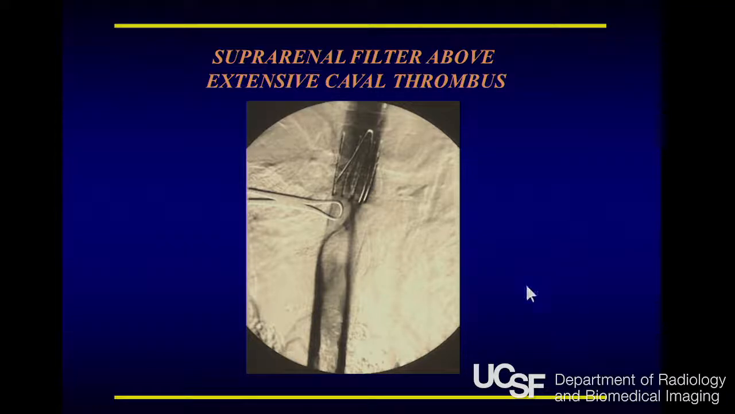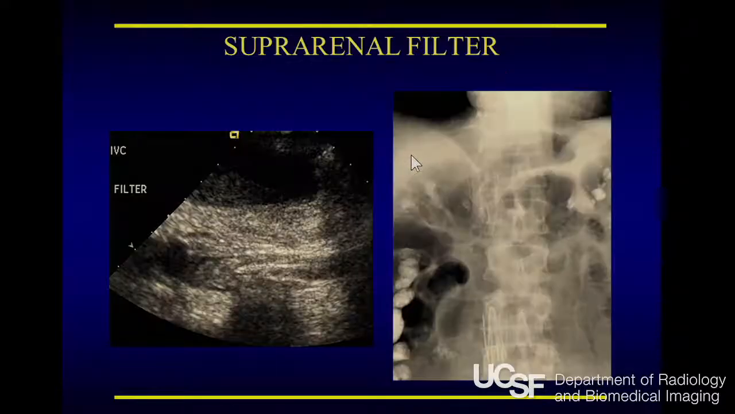Here's an example of a patient who had extensive caval thrombus. This instrument is at the level of the renal veins. This is thrombus all the way up to the renal veins pretty much, and we placed a suprarenal filter to protect the patient against PE in this case.